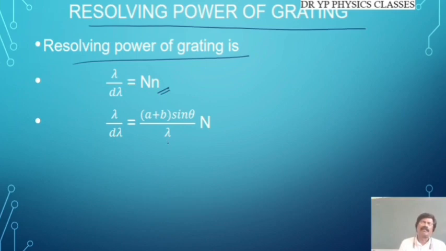So lambda by d lambda is equal to (a plus b) sin theta by lambda into n, we write. So this is the expression for the resolving power of the grating.